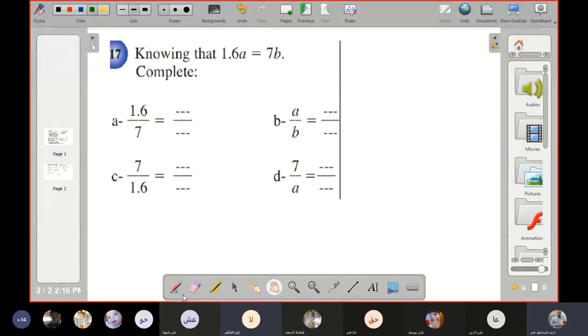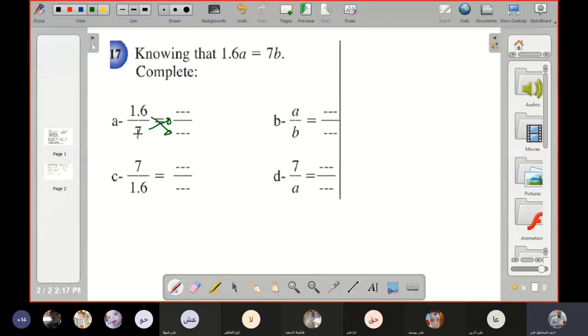We should do cross multiplication here, like that, to get 1.6a equals 7b. So 7 should be multiplied by what? By 1.6. We have 7b, 7 times b.